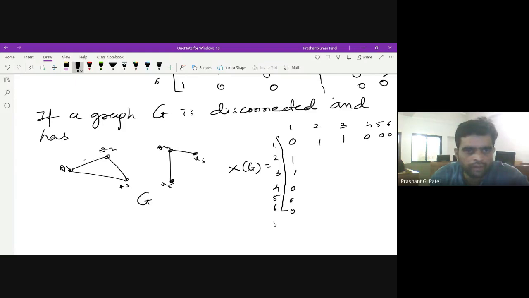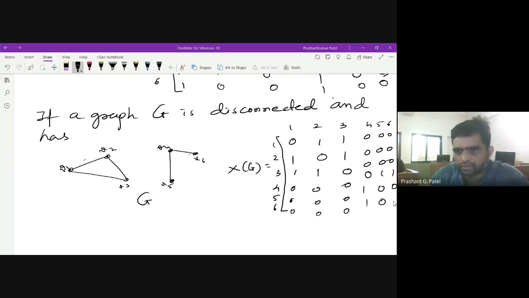Then for 2, this will be 0, this is 1. Here it is 1, this is 0, and all these entries will be 0. So here also you have 0. Now for 4, here it is 0, here 1, 1. So you have 1, 1 here. For 5 only 4 is there, other entries 0. For 6 only 4 is there, so these 2 entries.